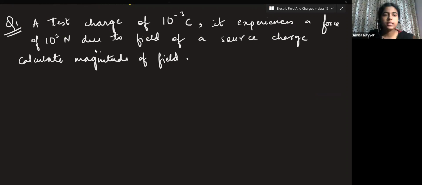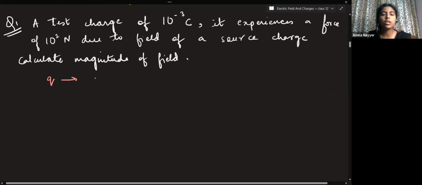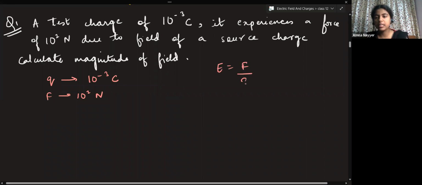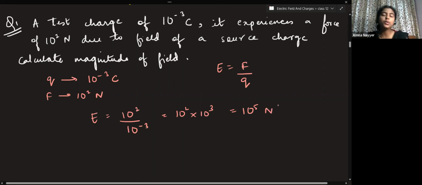All right, see. It says a test charge of 10 to the power minus 3 Coulomb, so the value of small q is minus 10 to the power minus 3 Coulomb. This experiences a force of 10 to the power 2 newtons. We have to calculate the electric field. Electric field is given by force divided by the test charge. So this will be simply 10 to the power 2 divided by 10 to the power minus 3. This will be 10 to the power 2 into 10 to the power 3, that becomes 10 to the power 5, and the unit will be Newton per Coulomb. Is this clear?